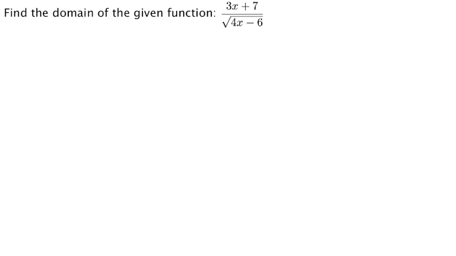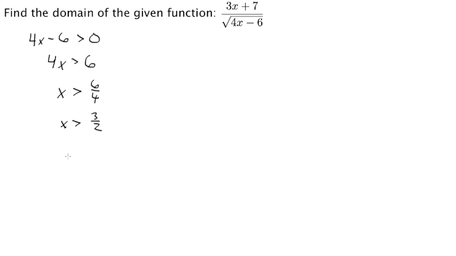So what we need to do is figure out where 4x minus 6 is bigger than 0. Now, if this square root were in the numerator, it would be okay if it equals 0, but since it's in the denominator, we can't divide by 0. Hence, we have a strict inequality. So this is a nice linear inequality. We can solve this pretty easily. 4x is bigger than 6. Divide by 4. That gives us 6/4, which we know is just 3/2.